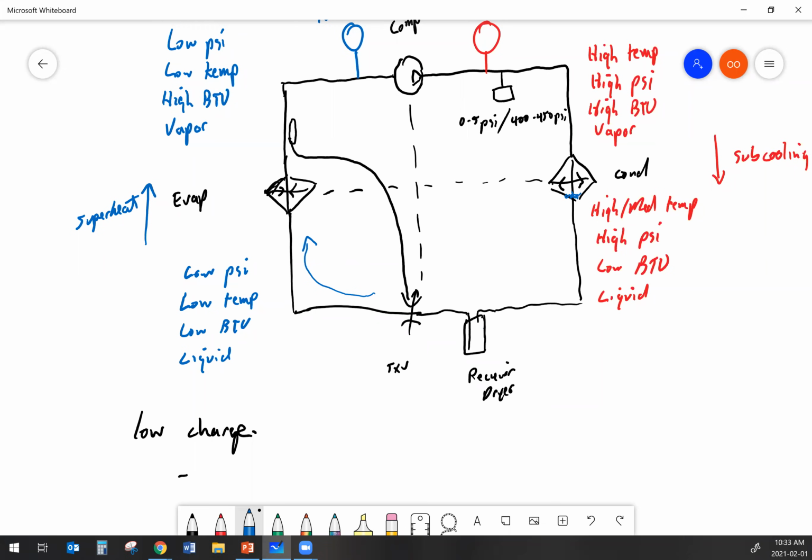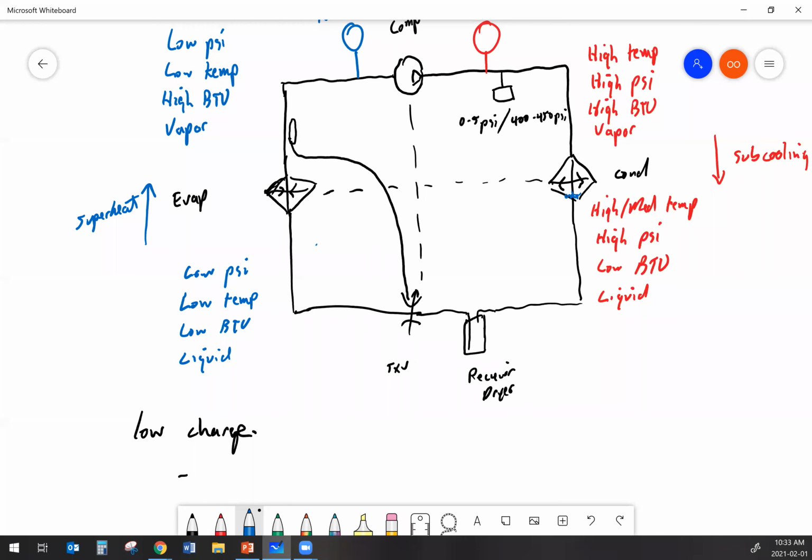If the evaporator is starving for liquid, that means that we're going to have excessive superheat. The outlet line of the evaporator is going to feel warm. And if the outlet of the evaporator feels warm and the inlet feels cold, that right there is a classic sign that you got a low charge.